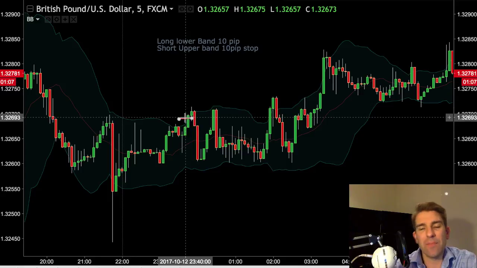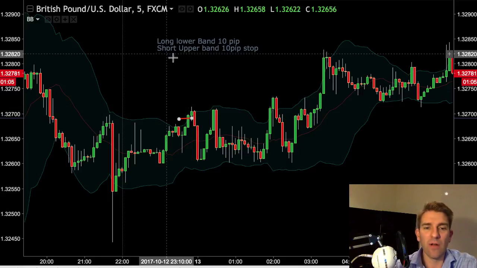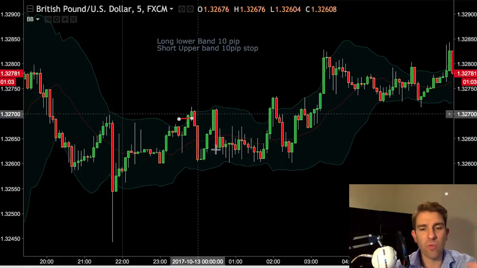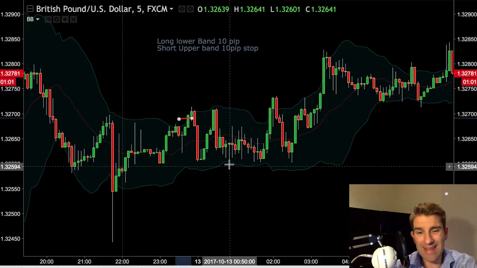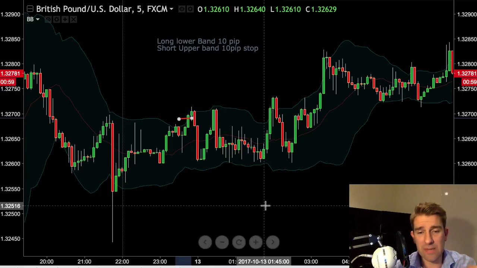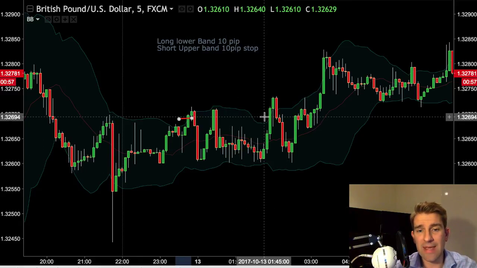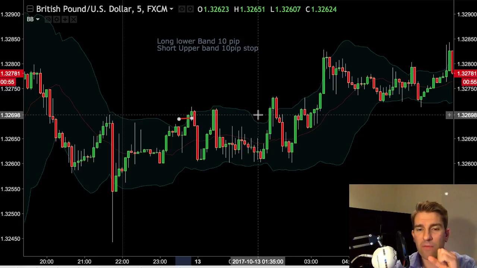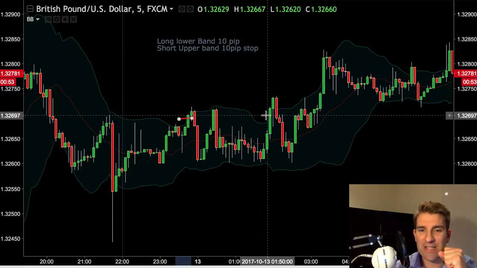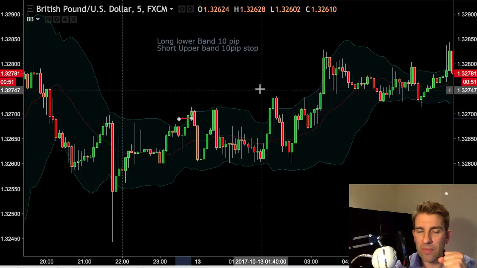So we've got like a 9 pip target on that profitable trade. 10 pip stop, we're in that one. We'd go long again there, and our stop's going to be 10 pips below. Our target's going to be hit here. Now, interestingly, I wonder if we would have been stopped out if we'd taken this one short here. Would not be stopped out.